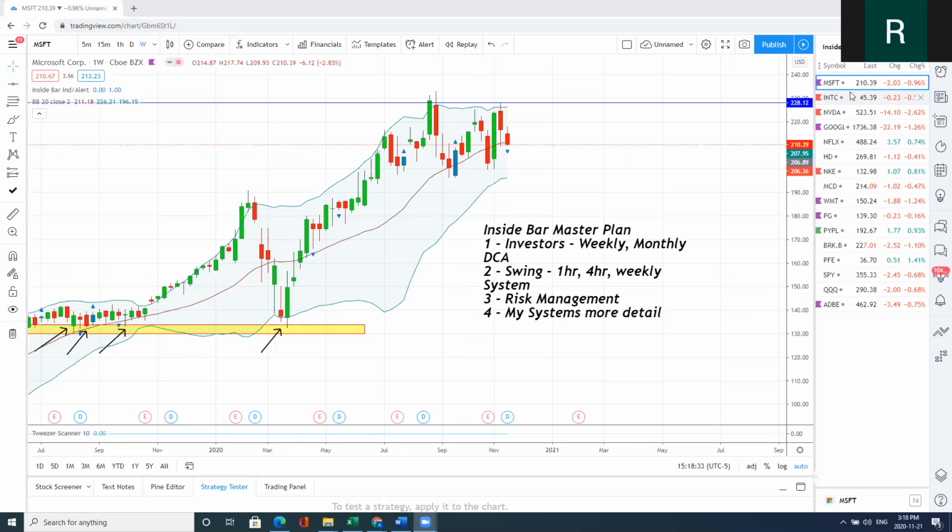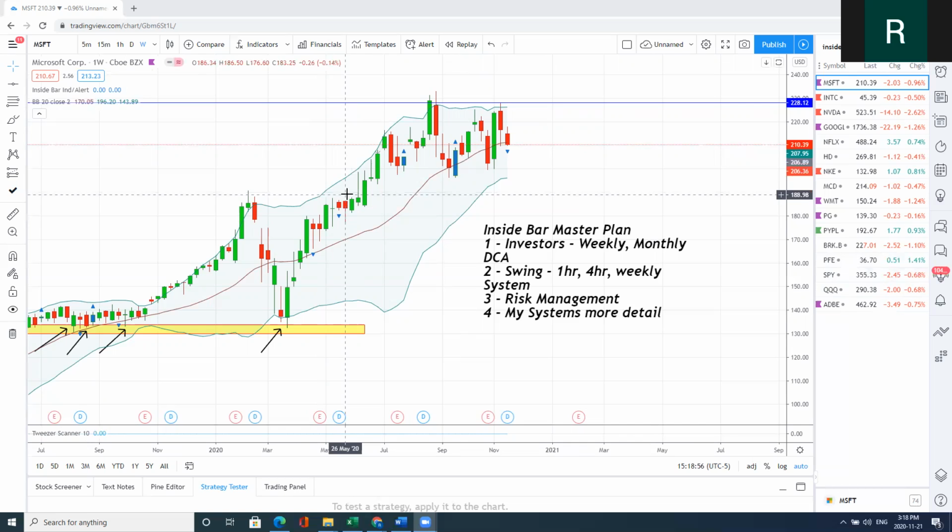So they're big blue chips: Microsoft, Intel, Nvidia, Google, Netflix, Home Depot, Nike, McDonald's, Walmart, Procter & Gamble, PayPal, Berkshire Hathaway, I don't even know how to pronounce this pharma company, Pfizer I guess, SPY, the Qs, and Adobe. So these are also index ETFs, which works really well as well. So you can do that on the index too, right?